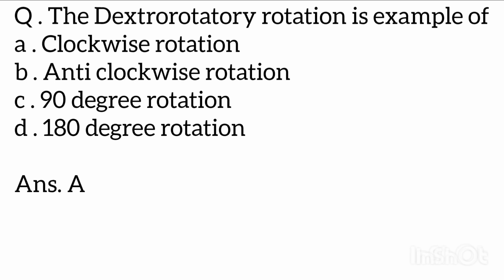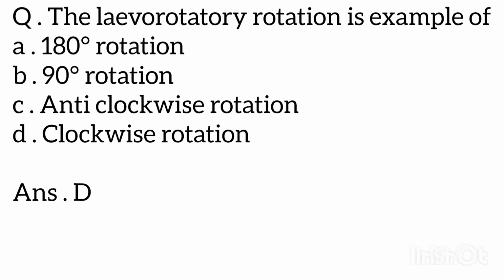Next question. The dextrorotatory rotation is an example of option A clockwise rotation, option B anti-clockwise rotation, option C 90 degree rotation, option D 180 degree rotation. So the answer of this question is option A, clockwise rotation. Next question. The levorotatory rotation is an example of option A 180 degree rotation, option B 90 degree rotation, option C anti-clockwise rotation, option D clockwise rotation. So the answer of this question is option D, clockwise rotation. Actually, the answer of this question is option C, anti-clockwise rotation.